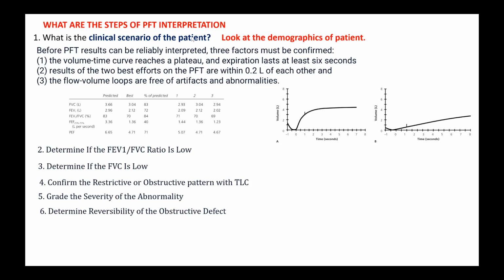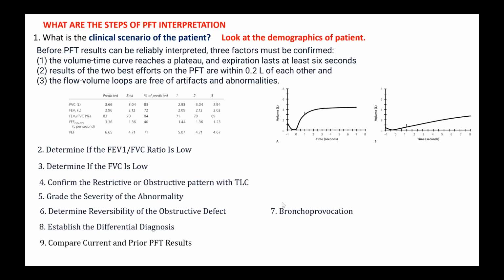After assessing the demographics and the correctness of the test, first determine the FEV1/FVC ratio, see whether FVC is low, see the total lung capacity, assess the severity of restrictive or obstructive disease, and see the response to bronchodilator. And then bronchoprovocation and establishing the differential diagnosis are further tests to be done. These first six, once you decide, then we go for the rest.